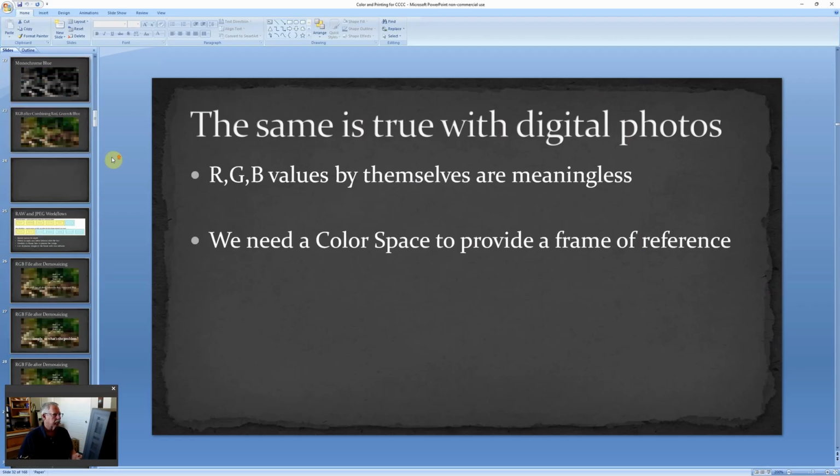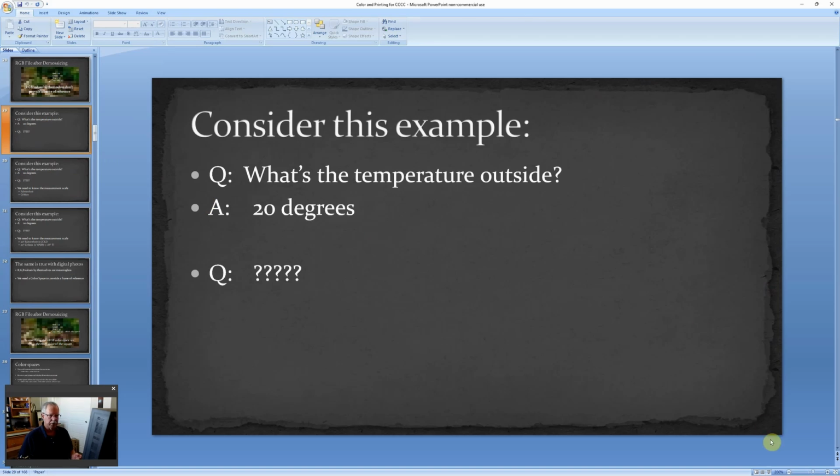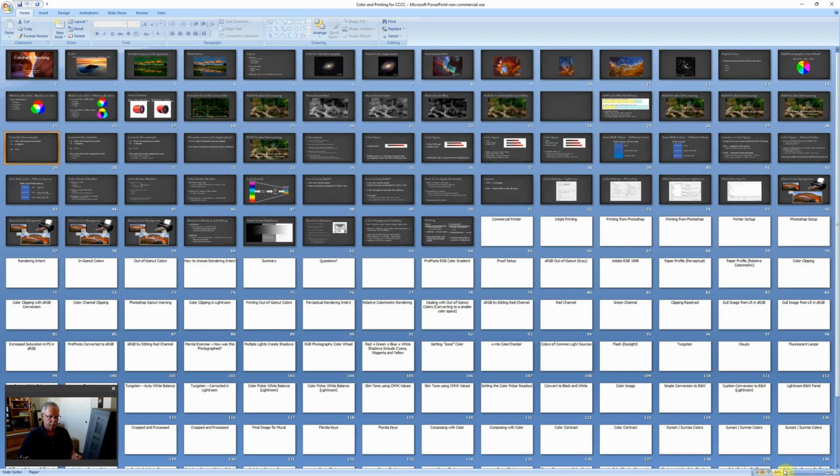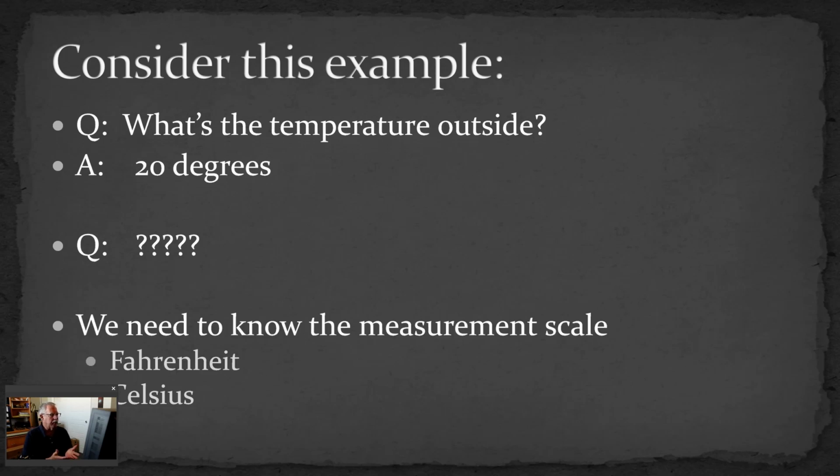So let's talk about color and color spaces. So let's start with this. And let me get the right window up here. So consider this example. Somebody asks you, what's the temperature outside? And the answer is 20 degrees. That doesn't really answer the question, because just knowing it's 20 degrees doesn't really tell us, is it warm or cold? Is it Fahrenheit or Celsius?